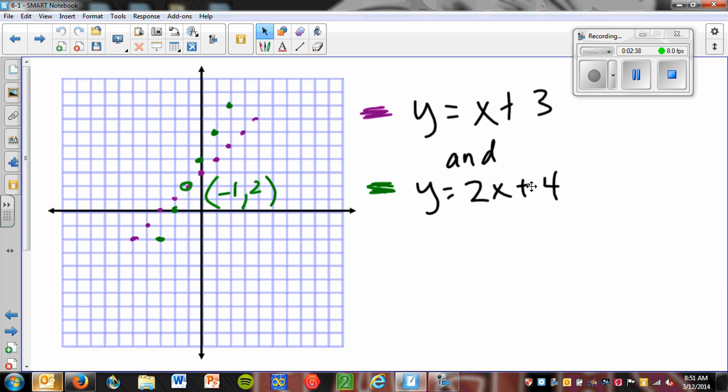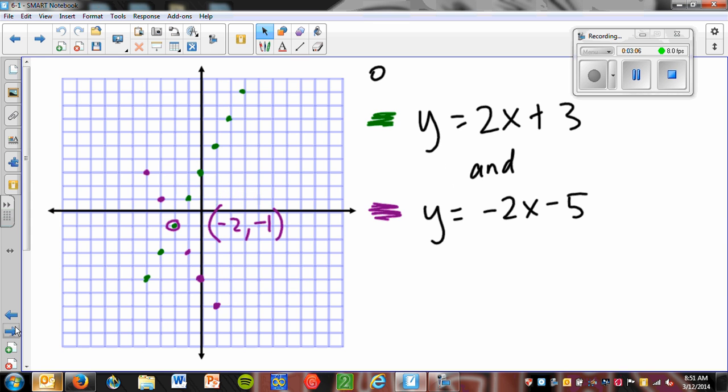Y equals 2x plus 4. Here is 4, and normally we go up 1 or up 2 over 1, up 2 over 1, but we need to go down 2 backwards 1 also. So you can see my green line and my purple line, they cross right here at this point, -1, 2. Okay, this is important. This point right here is very important. So when they ask for the solution of this line, it would be -1, 2. Okay, and we'll get to that here in a second.